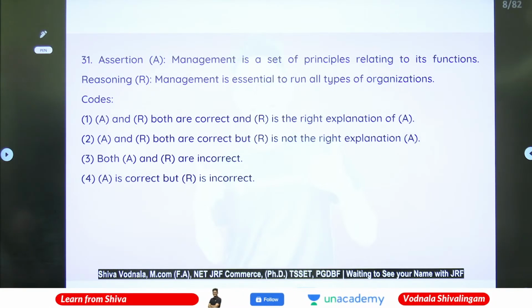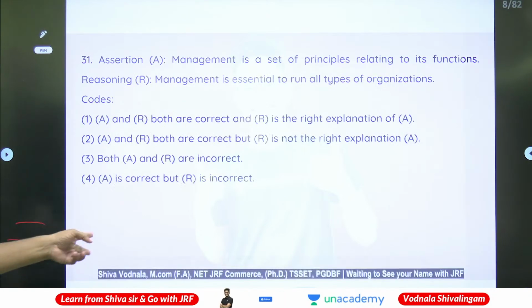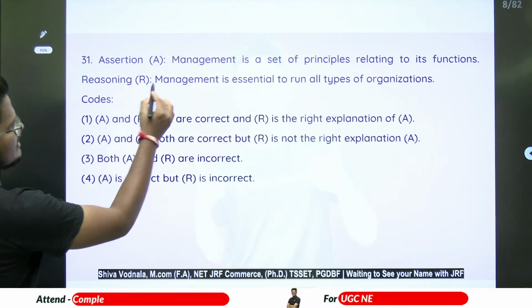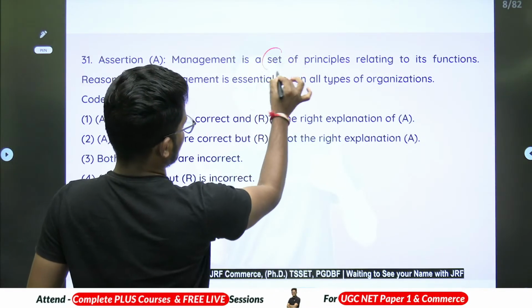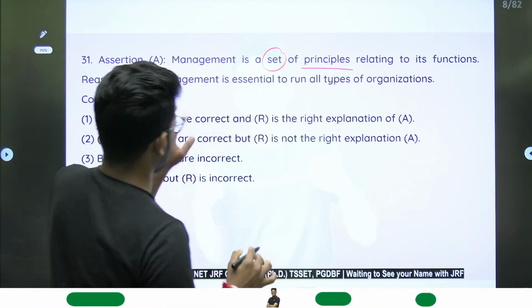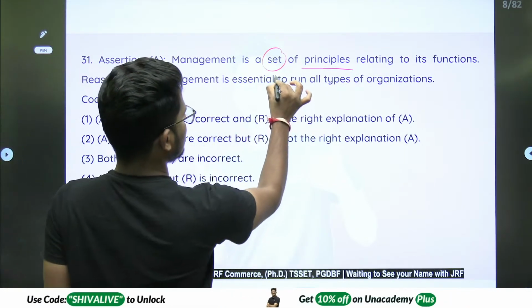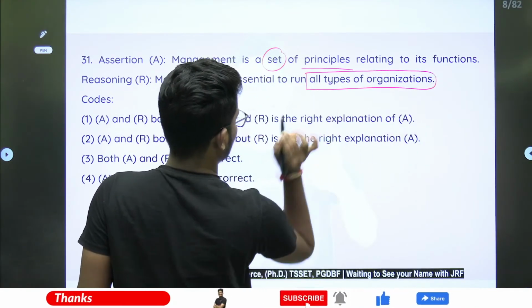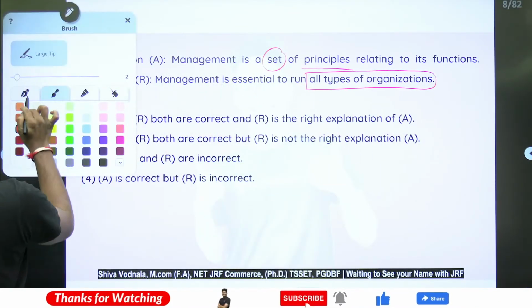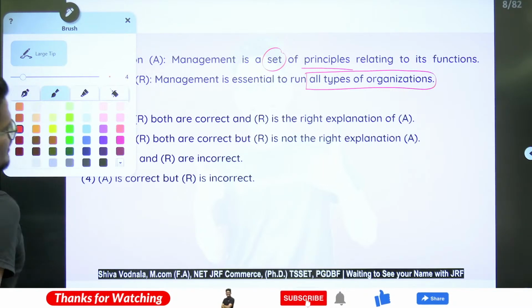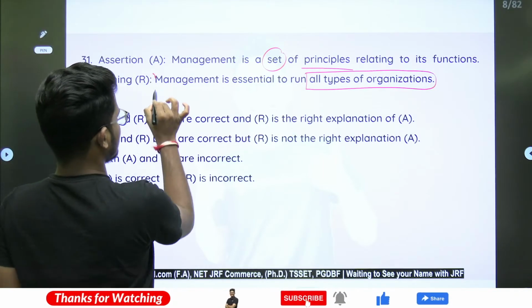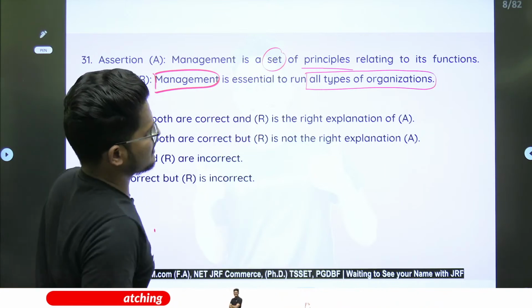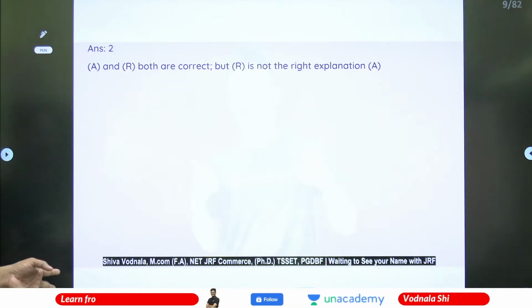So the answer for this question will be, good evening, guys, 2. Why 2? Because management is a set of principles relating to the functions only, and it is essential to run all types of organizations. For all types of organizations, management is required. Without management, they cannot run the organization.